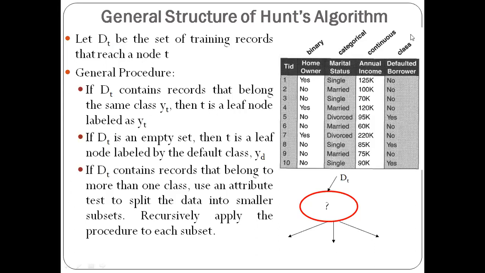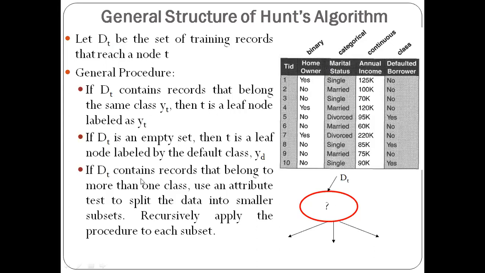For this given training set, the first step will not apply. The class of these records contains both yes and no, so it doesn't contain only one class label. It contains a combination of two class labels, so the first step is not valid here. The second step checks whether the training record set is empty, but it is not empty. It contains this set of records.